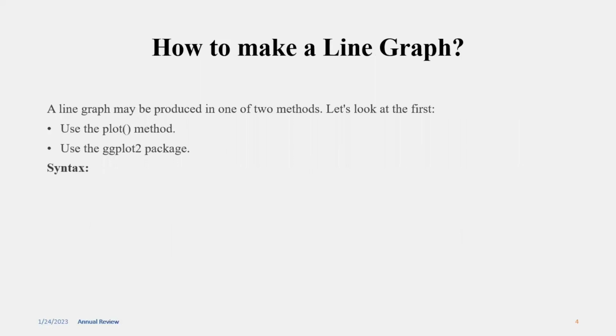So, how to make a line graph? The line graph may be produced in one of two methods. Let's look at the first. The first method is by using the plot method, which is the built-in R function. The next one is by using the ggplot2 package. The syntax for the first one is as follows. Just use the plot keyword, pass the variable, type, and some parameters. So let's move to our studio to see how it works.